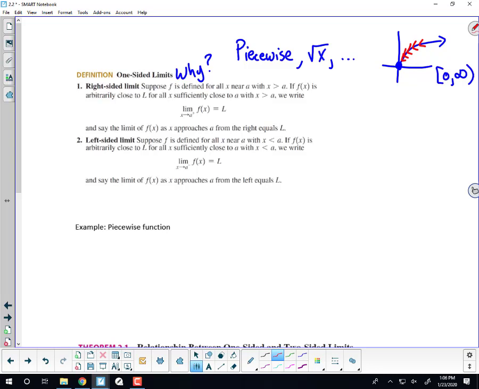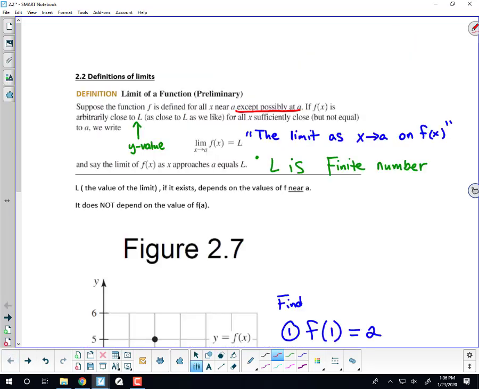So if you'll notice, they've defined this in a similar sense to the preliminary definition of the limit. So I want to go back. I don't know if we made this note here. This definition of the limit that we first started off with was a two-sided limit.